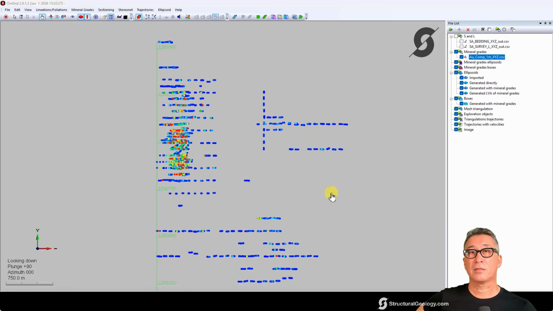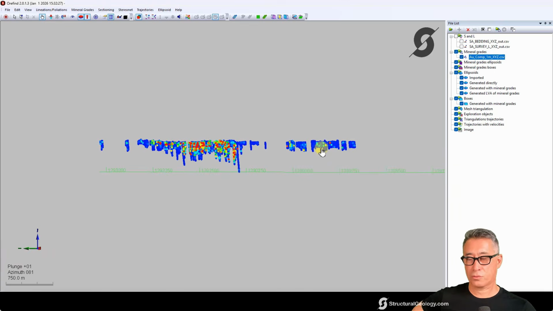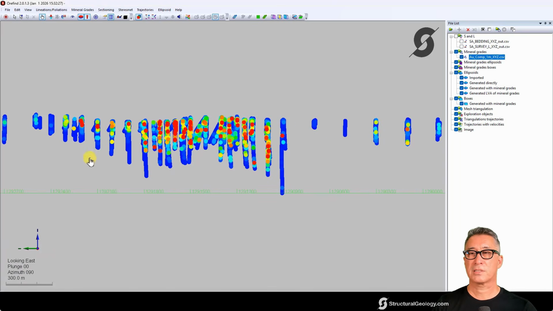Okay, case study number 2. Again, this is a gold deposit, and the tectonic trend is north-south. You can clearly see that. And yeah, if you rotate it around, look towards the east, you can see that there is a nice plunge towards the south.